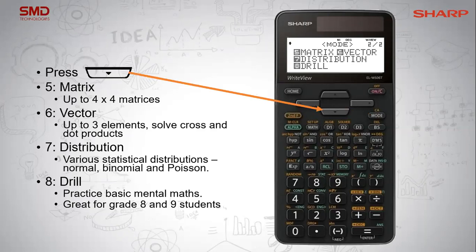Okay. Then, of course, your other options on your mode are the matrix option, and you can do up to 4x4 matrices. And I'll show you how nice the matrix mode is. It's really, really easy to use. Just a nice, fun function. I loved my calculator when I was doing applied maths.